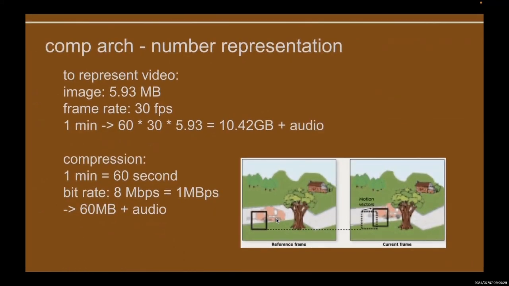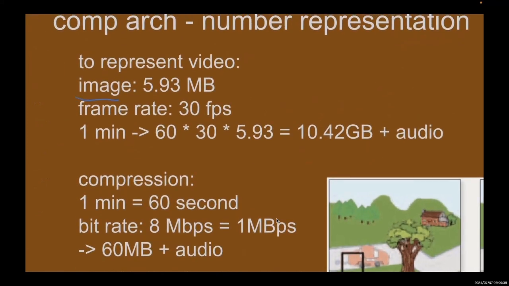Okay, then we will try to represent some video. Video is just like a lot of pictures plus the audio, right? And we see that an image is 6 MB, and the frame rate is 30 pictures in 1 second, right? So 1 minute is 60 seconds at 30 FPS and 6 MB each, and we got very large.